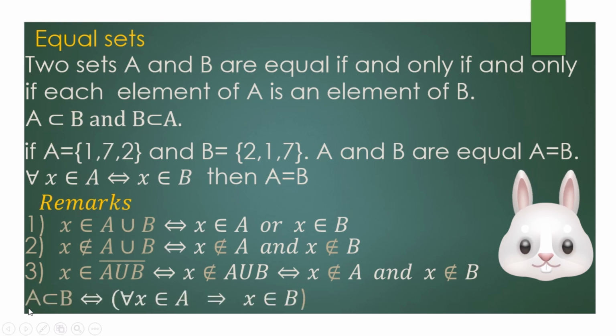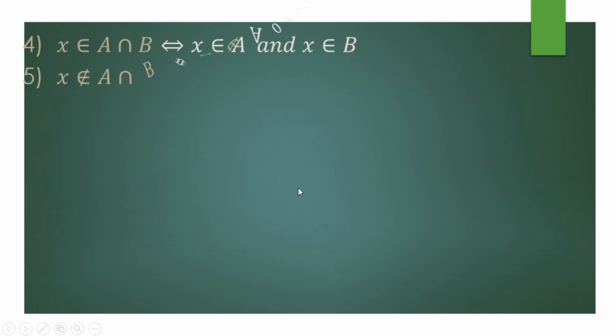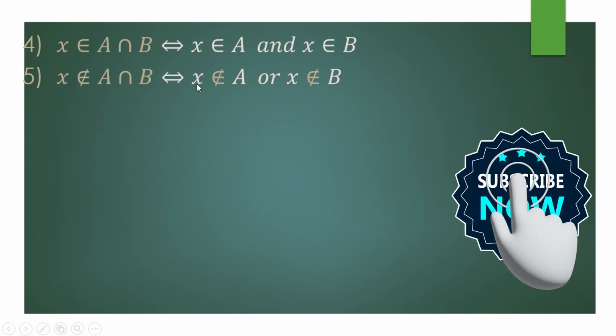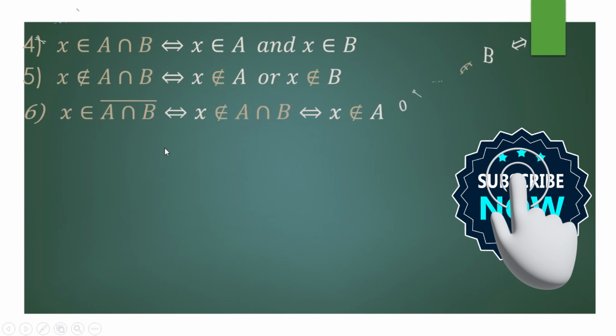To prove that A is a subset of B, we have to prove for every x belongs to A implies x belongs to B. One sense. If x belongs to A inter B, then x belongs to A and x belongs to B. X does not belong to A inter B. What does it mean? X does not belong to A or x does not belong to B.